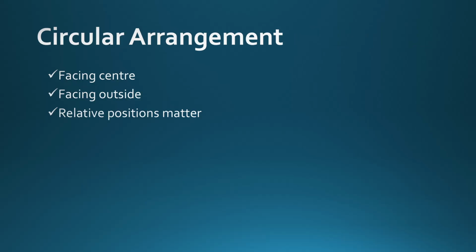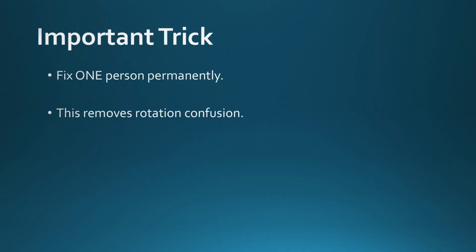Now let's come to circular arrangement. In circular arrangement, rotational confusion is the biggest issue. Sometimes people can sit facing center, sometimes they can sit facing outside. Relative positions matter. When they are facing center, left and right will be in one direction. When they are facing outside, it will be in the reverse direction. An important trick is you fix one of the persons permanently. This removes rotation confusion. So always fix one reference point.